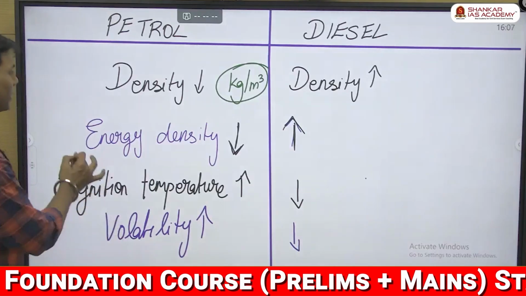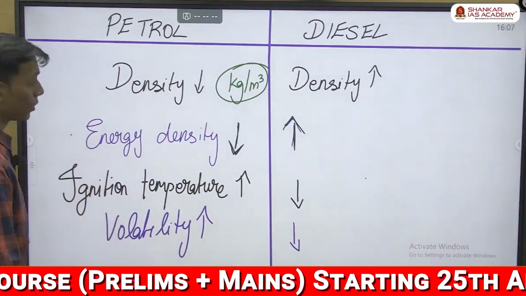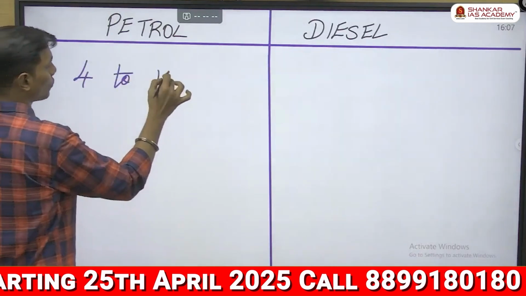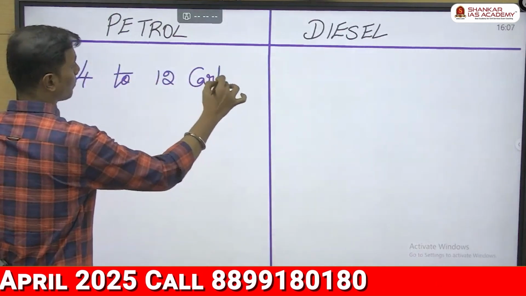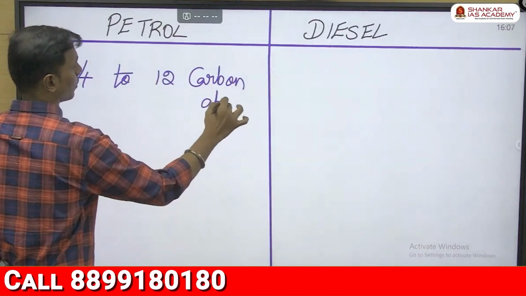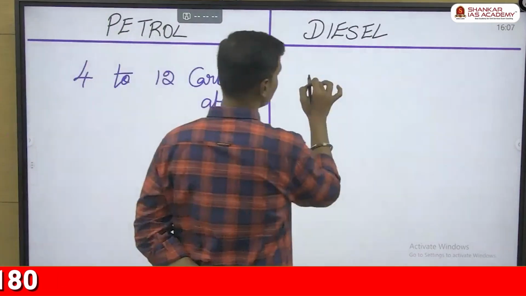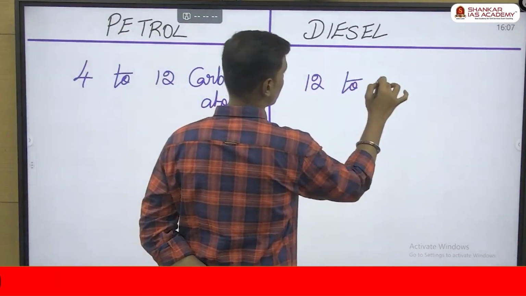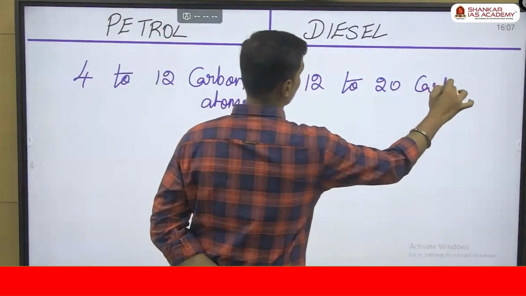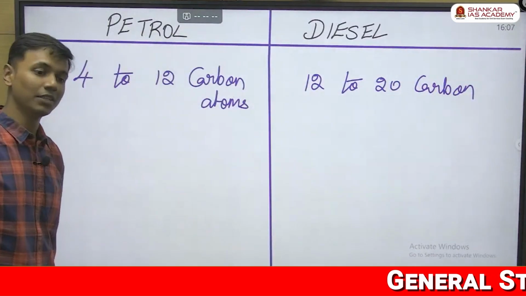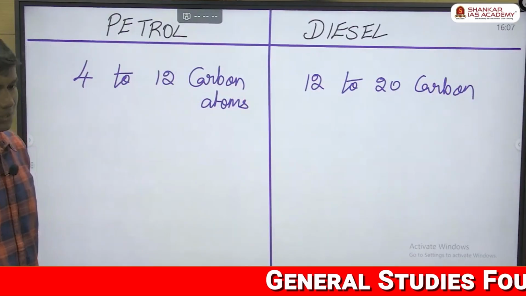Do you know why energy density is higher for diesel? Let's talk about the carbon atoms. Petrol will generally have 4 to 12 carbon atoms in the main chain. Diesel will have 12 to 20 carbon atoms. Which is having more carbon? Diesel. So which will have higher energy density? Diesel will have higher energy density.